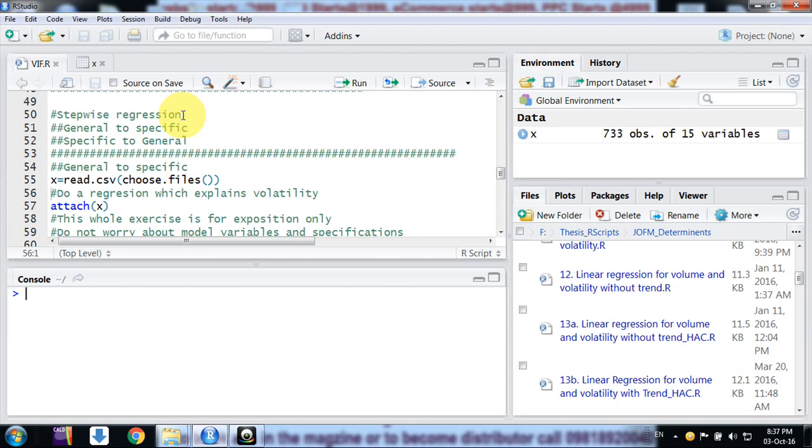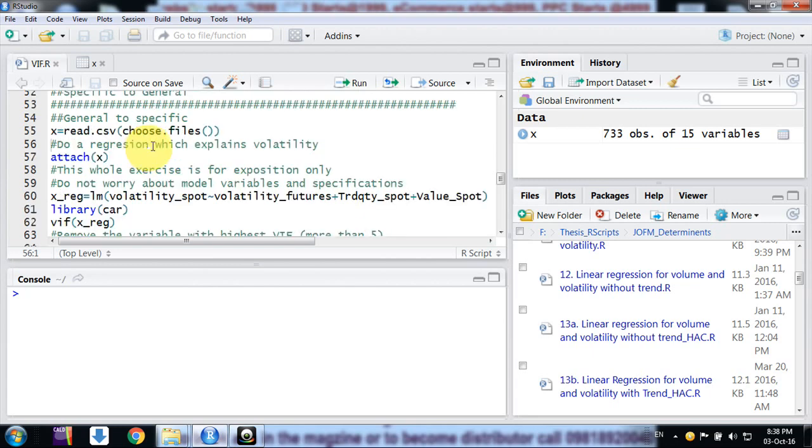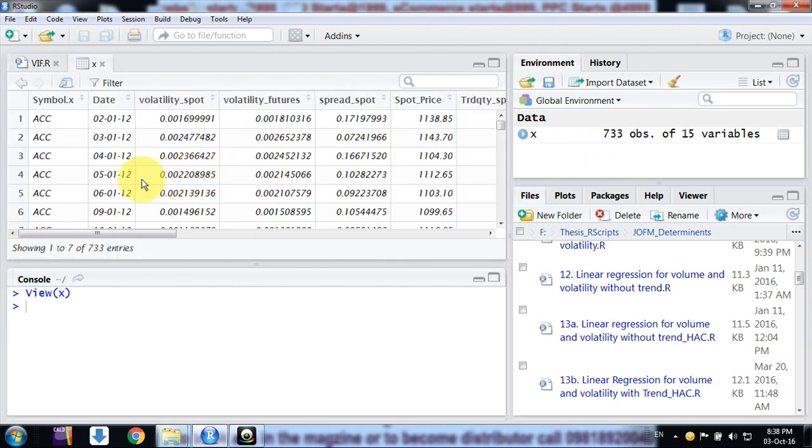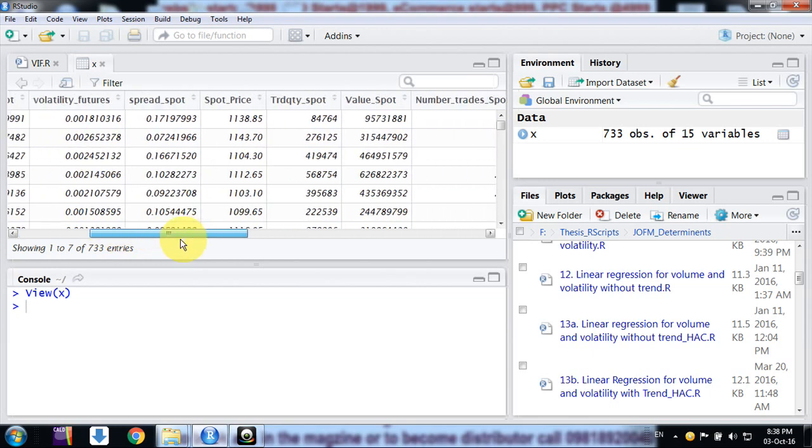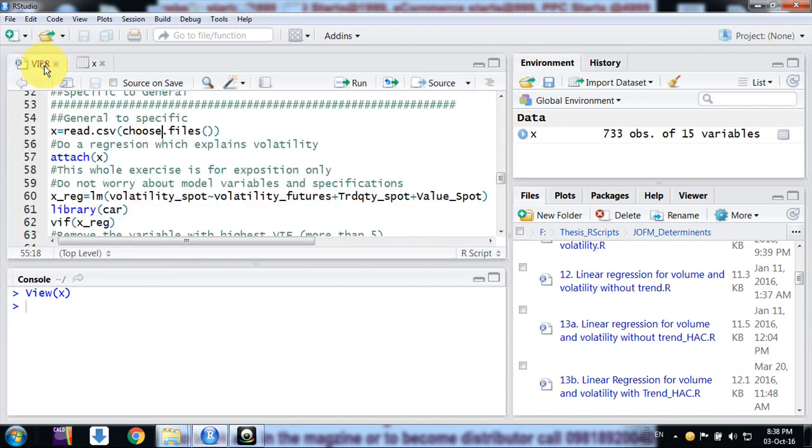So there are two approaches, general to specific and the other is specific to general. In this video I would discuss general to specific modeling, and in the next video I would discuss specific to general modeling. So friends, here I have taken data. This data is the same data I had earlier used, for ACC companies, daily data of some market variables like trade quantity, value, spot, or spot and futures market. So here I want to make some model.